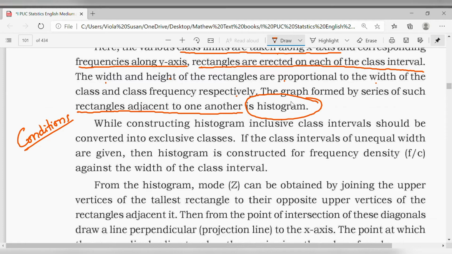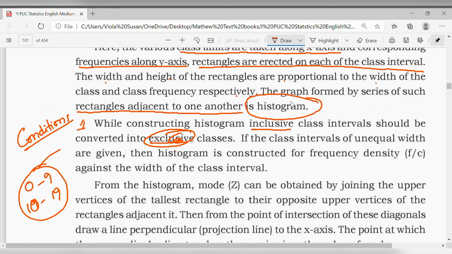Number one, while constructing a histogram, inclusive class intervals should be converted into exclusive. If you come across inclusive intervals, what are we supposed to do? We are supposed to convert them into exclusive, right? If you come across 0 to 9 and 10 to 19, like this, these are inclusive, students. So we need to convert them into exclusive. I will show you how to do the converting. This is the first condition.